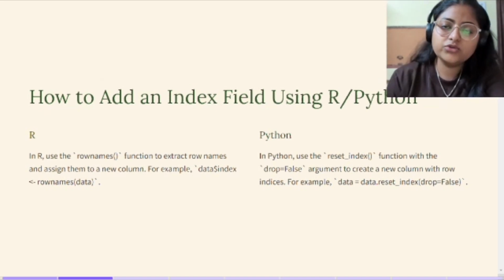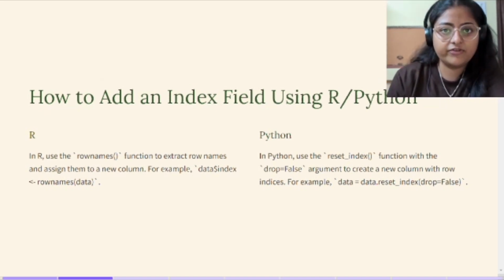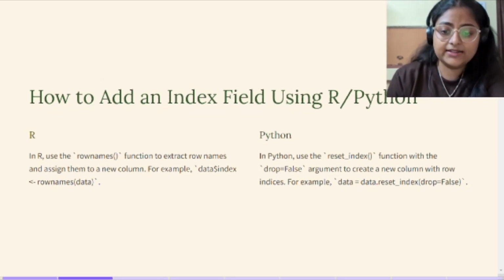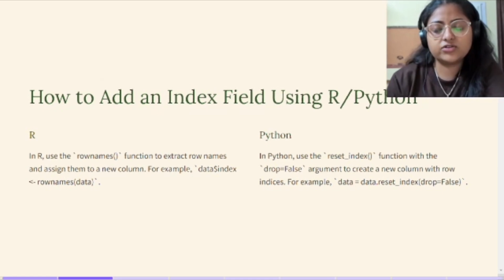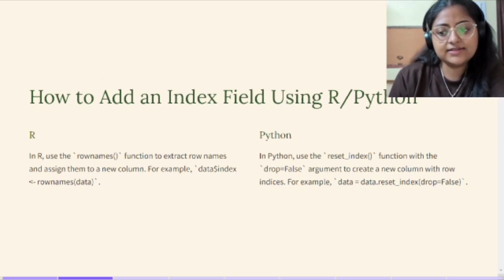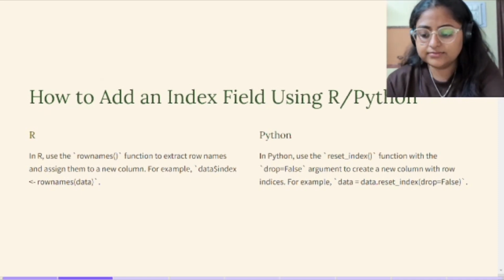In R, we use the row.names function. It's basically a function to extract row names and assign them to a new column. We'll be looking at the examples in our IDE later on. In Python, use the reset_index function with the drop equals False argument to create a new column with row indices. For example, data = data.reset_index(drop=False). This is basically the syntax to add an index field using R or Python.